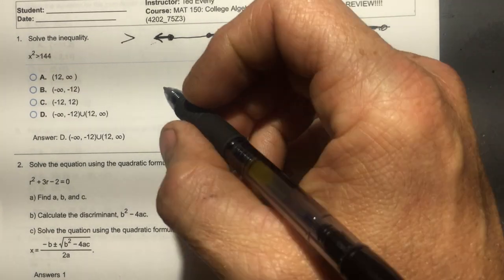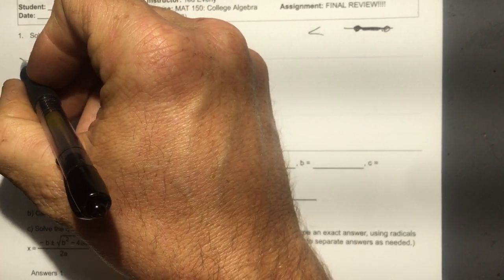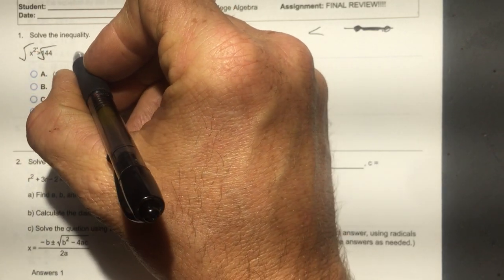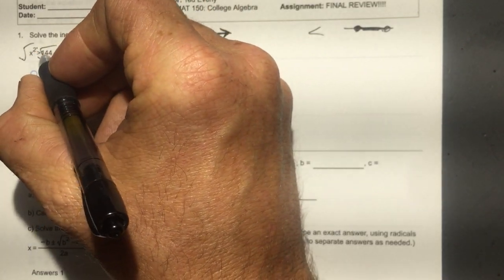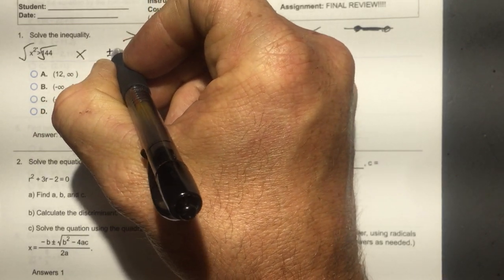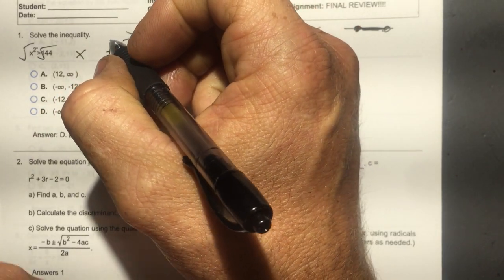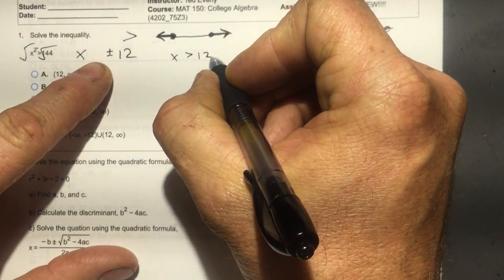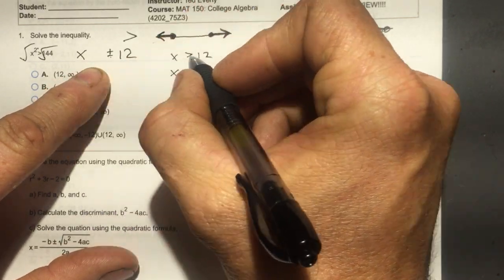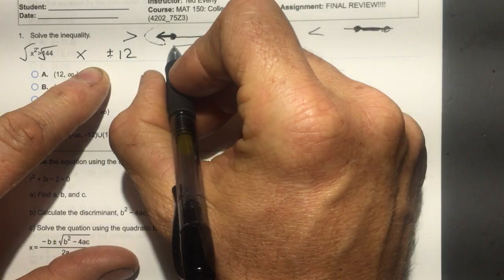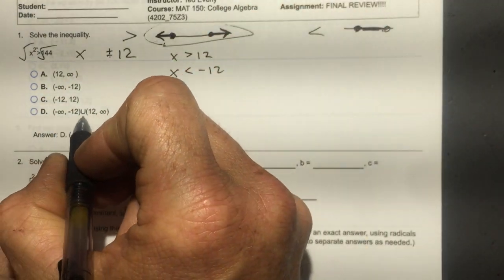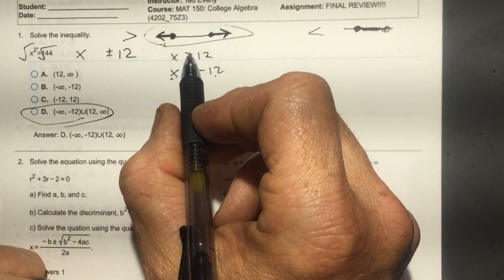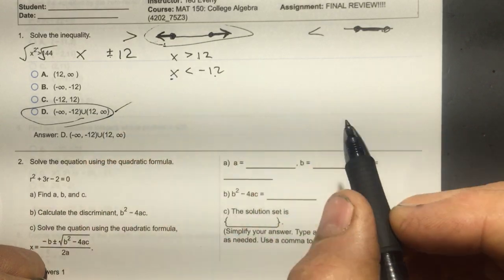Now, all I do here is the square root property. Square root both sides. The square root cancels the square, so we have x, and then the square root of 144 is going to be plus or minus 12. Which means x is going to be greater than 12, and x will be less than negative 12. So it'll go opposite directions like this. It'll go from negative infinity up to negative 12, and then from 12 to positive infinity.